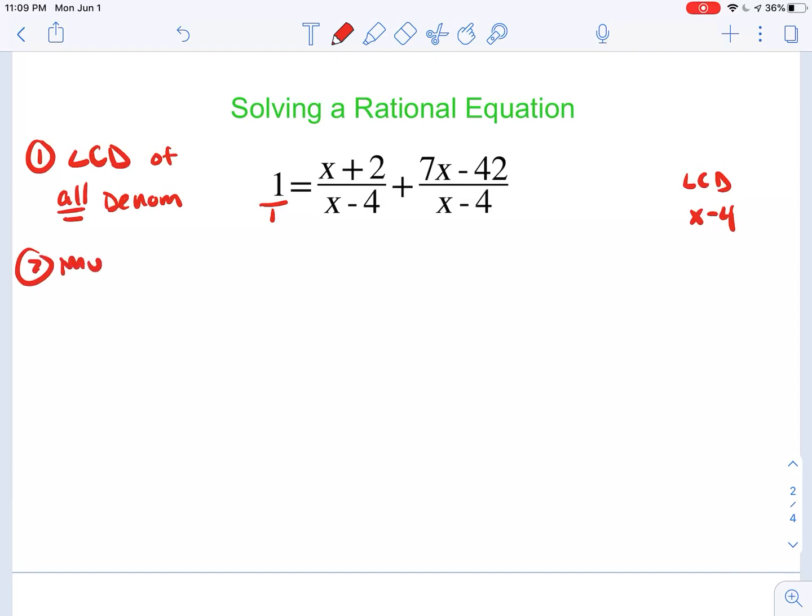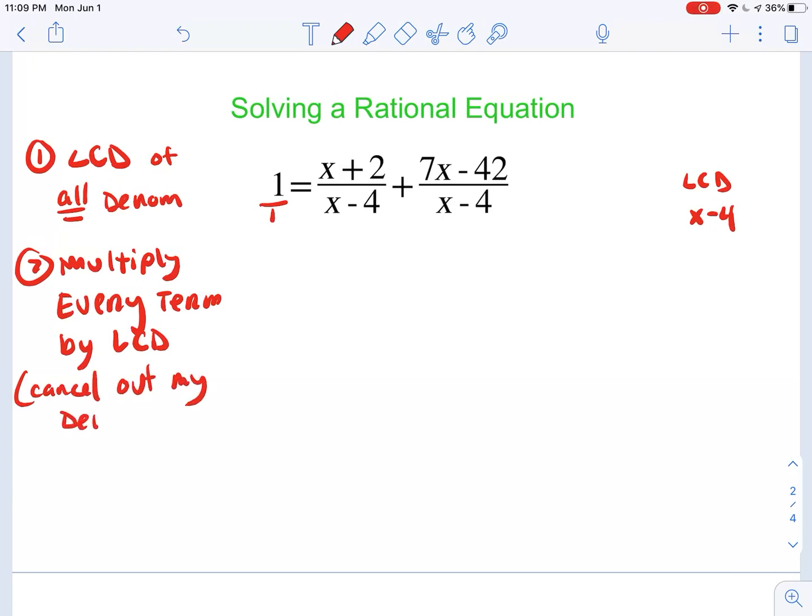Okay, so once I find that LCD, I multiply every term by the LCD. And this should cancel out my denominators. If I have a denominator left with a variable, I have made a mistake. All right, so I multiply by x minus 4 and x minus 4. In this fraction, that will cancel. In this fraction, that will cancel. And on the other side of the equal sign, nothing cancels, so I bring it along.